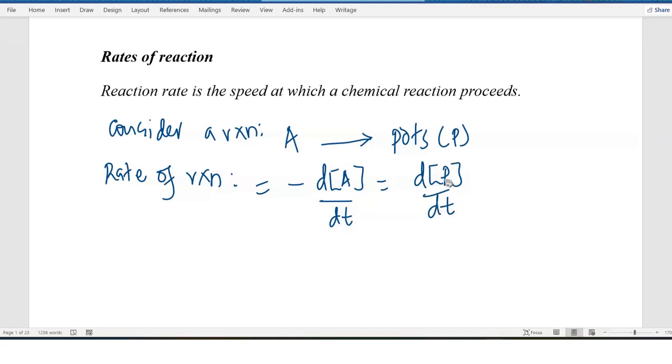The products are increasing, so that's why it is positive, whereas the concentration of reactants is reducing. That's why we are representing it with a negative derivative with respect to time.